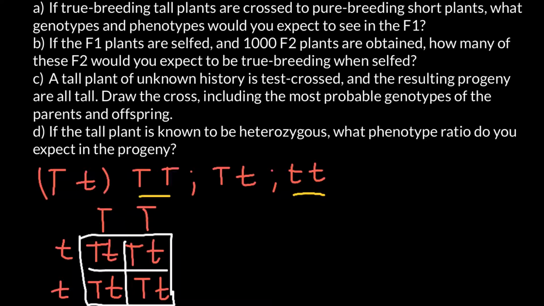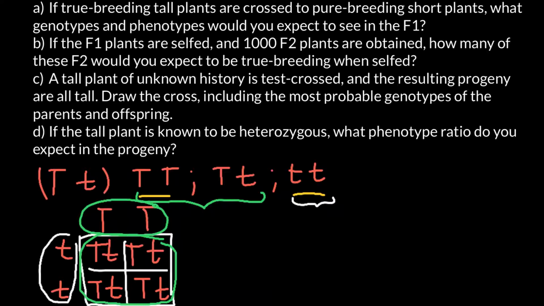As you see, 100% of the progeny are going to be heterozygous and phenotypically tall. Once again, the homozygous dominant and heterozygous genotypes produce tall plants, and the homozygous recessive genotype produces small plants. According to our Punnett square, 100% of the result of crossing these two parents would be phenotypically tall plants.